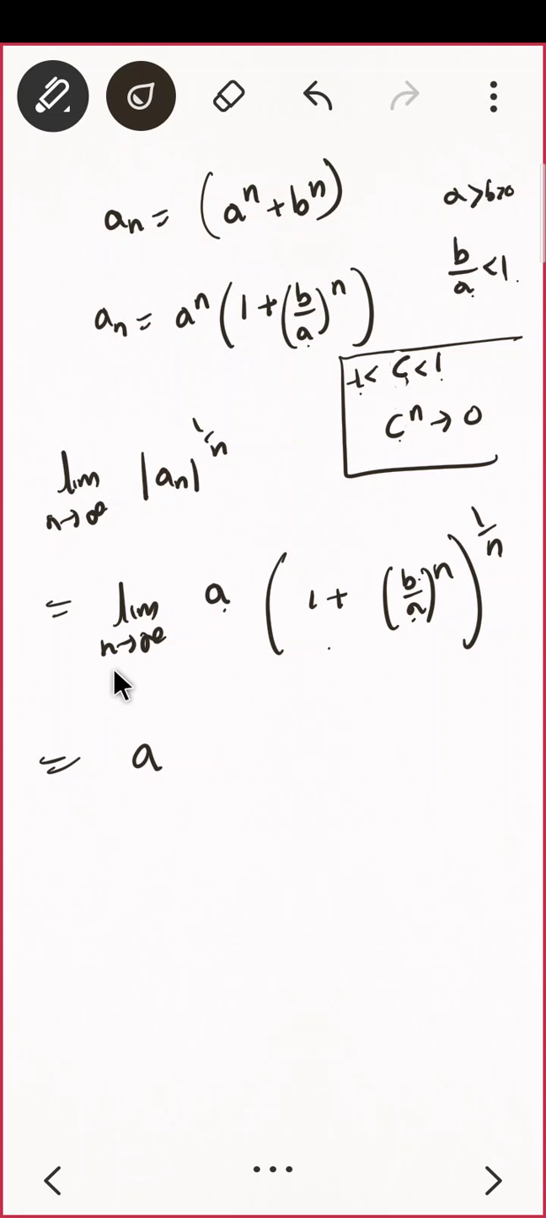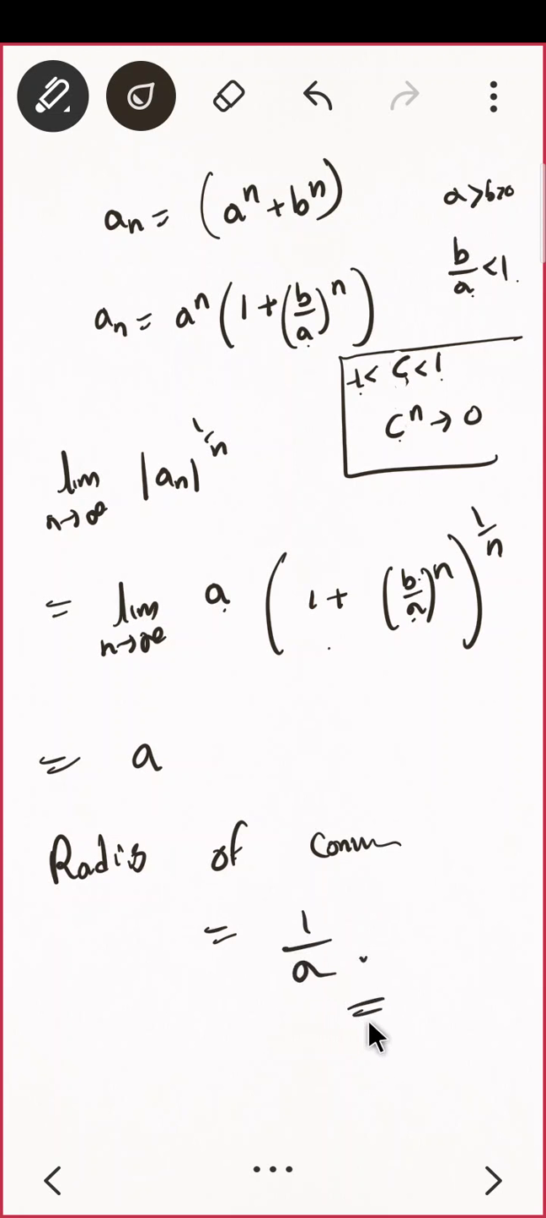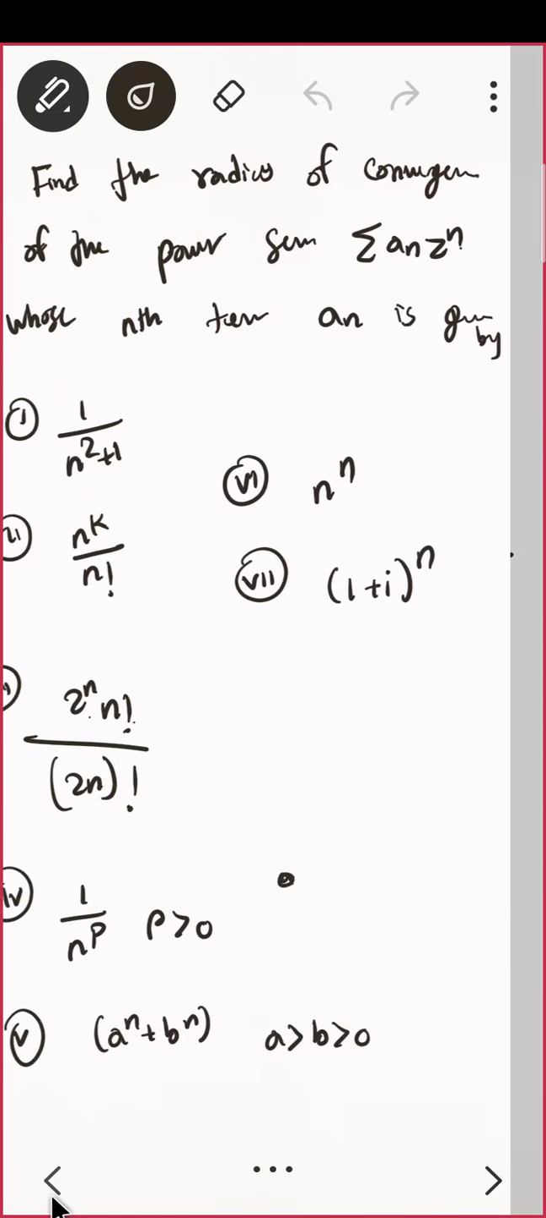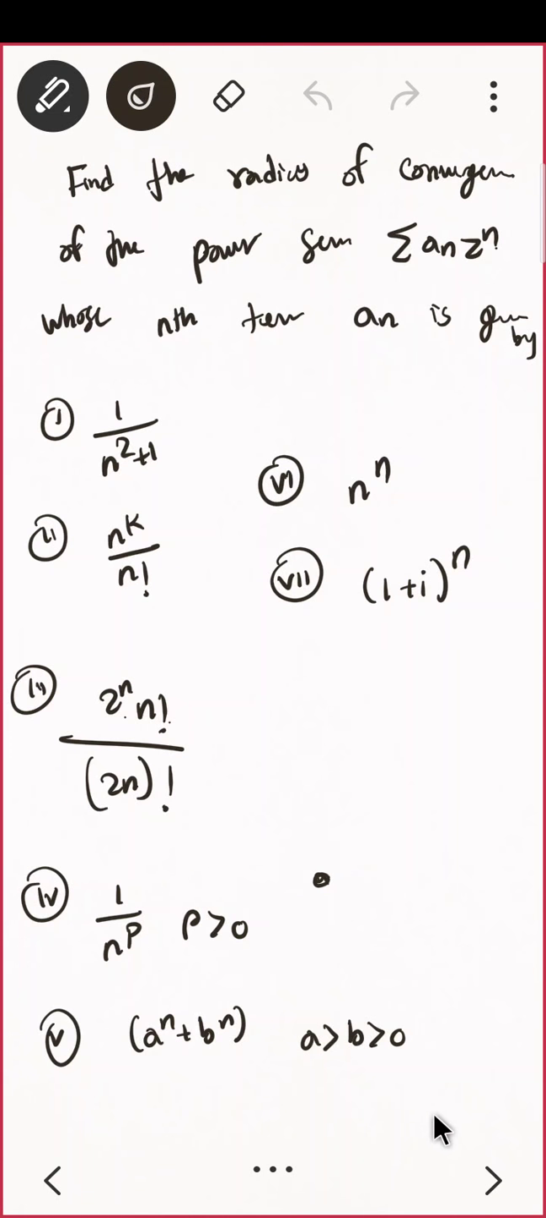So what is your radius of convergence? Radius of convergence is 1 upon a. Remember, whenever you have something like this, the highest one, that is a, is the highest of them, so 1 upon a is the radius of convergence. Okay, which question was that? That was, I think, the fifth. Yes, fifth. Let us see the sixth one.